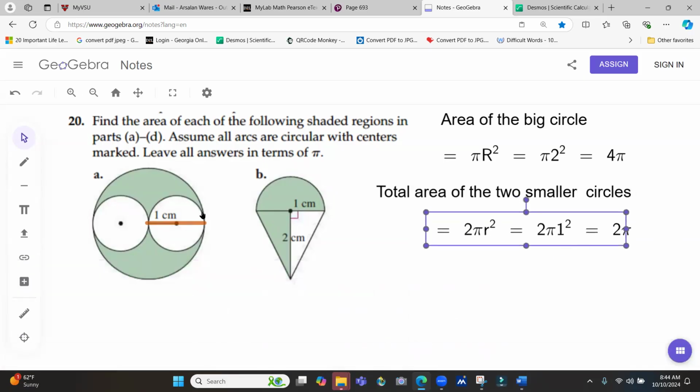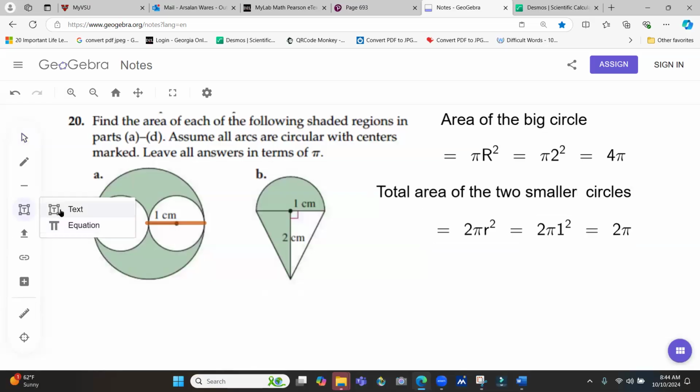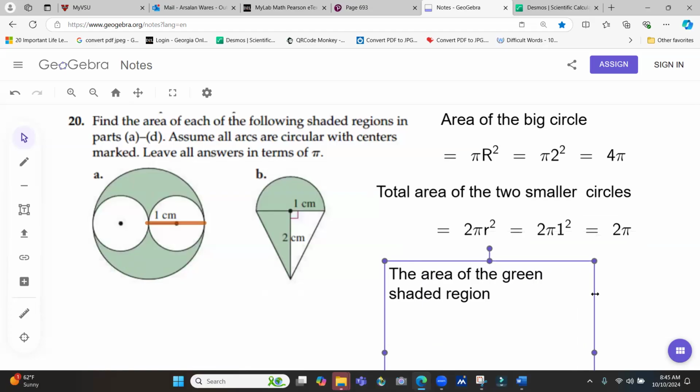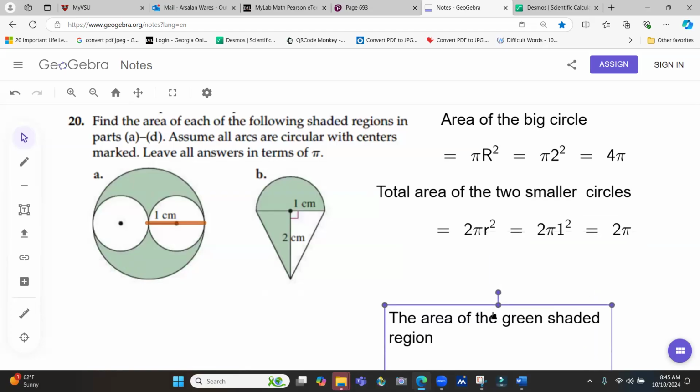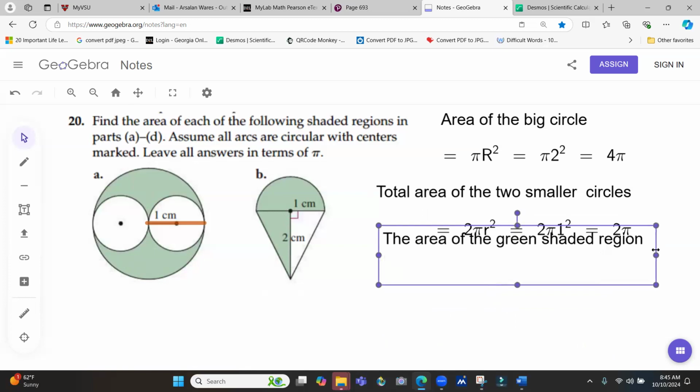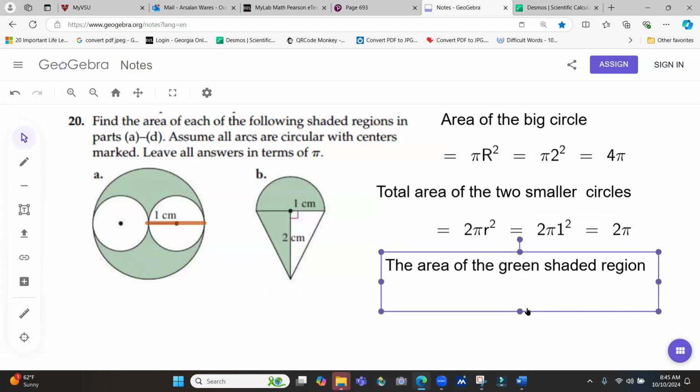You have everything. So what I'm going to do to find the area of the green shaded region, the area of the green shaded region is going to be the top number 4 pi minus 2 pi, the area of the two smaller white circles, and that's going to give you the answer. And we have everything in terms of pi, so we are okay. That's how they want it.